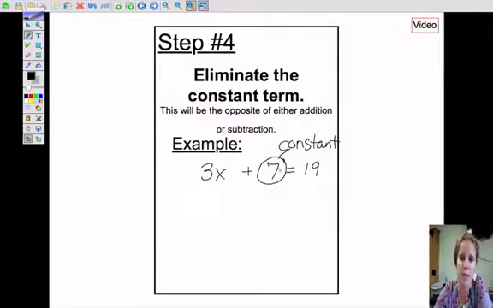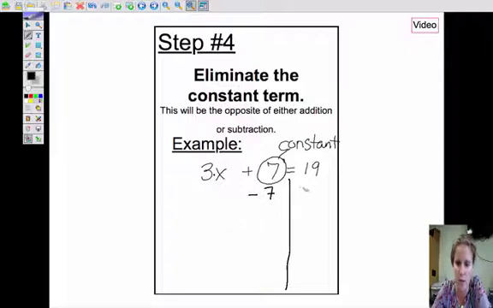Step number 4 is eliminate the constant term. The constant term is on the same side as the variable, okay? But it's by itself. It's not by the x. It's not connected to the x. So to remove this 7, which is our constant, we would subtract 7 using the subtraction property of equality. So then I'm going to have 3x, and 7 minus 7 is 0, so those cancel, equals 19 minus 7 is going to be 12.